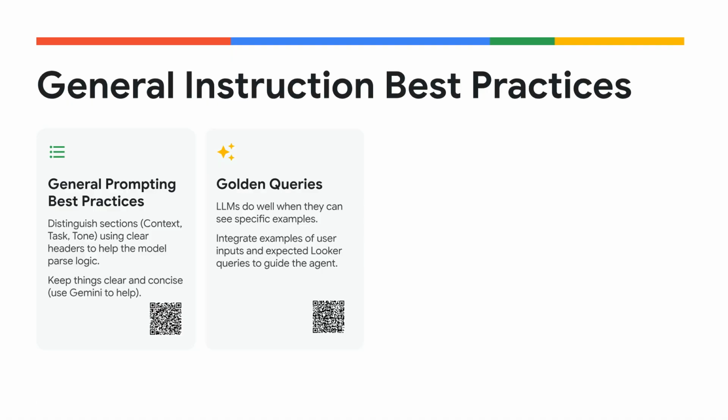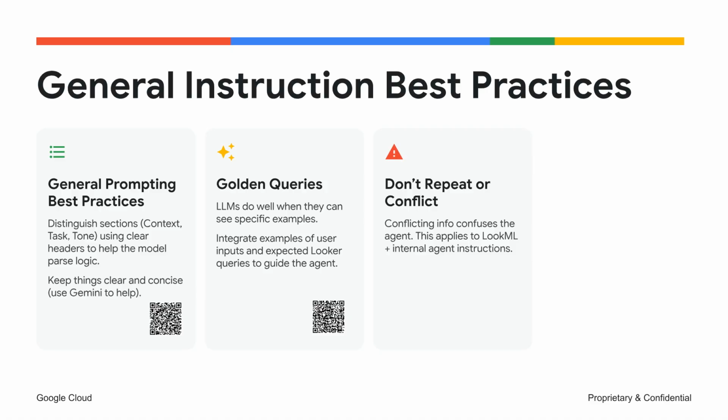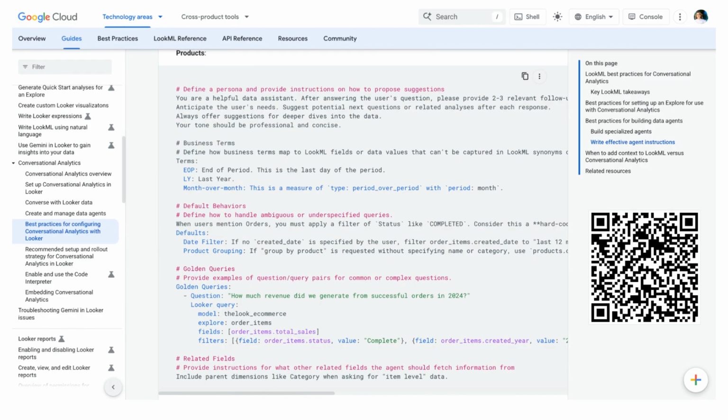Secondly, incorporate golden queries. These are specific examples of user inputs paired with expected Looker queries to guide the model. And ensure your instructions don't conflict with your existing LookML. Check out our docs to learn more about how to structure this. Thirdly, be careful not to repeat or give conflicting instructions. This confuses the agent and applies to both LookML and internal agent instructions. And finally, be specific. Use Looker syntax where applicable. You can check our docs for an example of agent instructions.